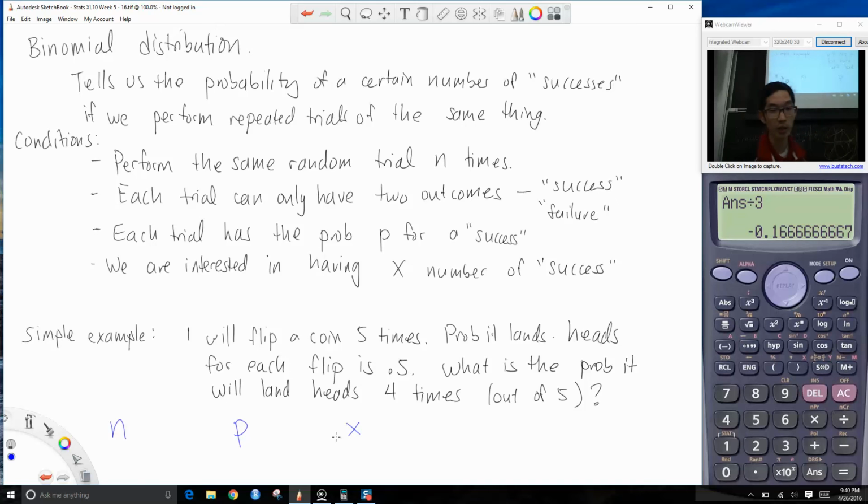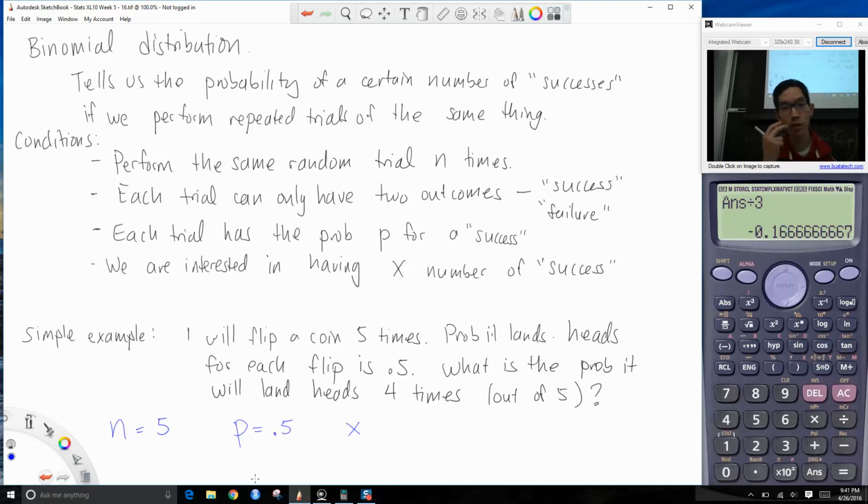So what is my n in this example? It's 5. It's the number of times we're going to perform the same random trial. We're flipping a coin 5 times. What is p? 0.5. It's the probability of a quote-unquote success with each flip. So the probability of getting heads every time I flip is 0.5.